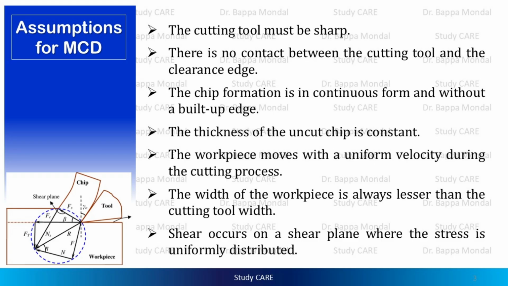The workpiece moves with a uniform velocity during the cutting process. The width of the workpiece is always lesser than the cutting tool width. Shear occurs on a shear plane where the stress is uniformly distributed.